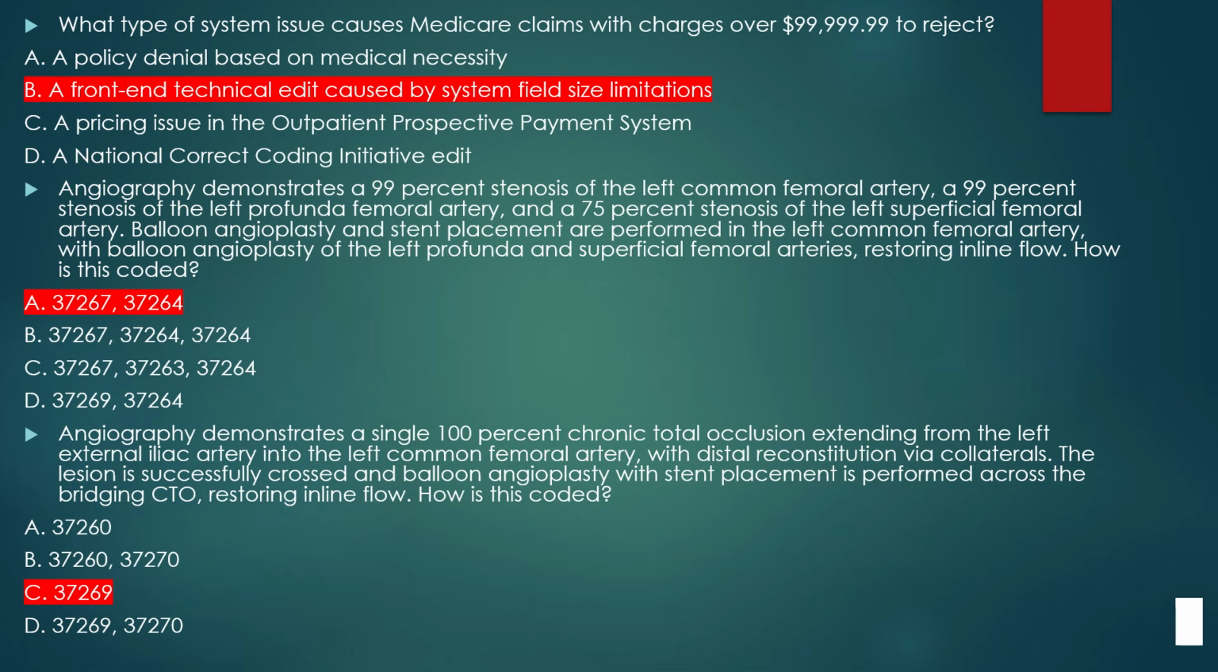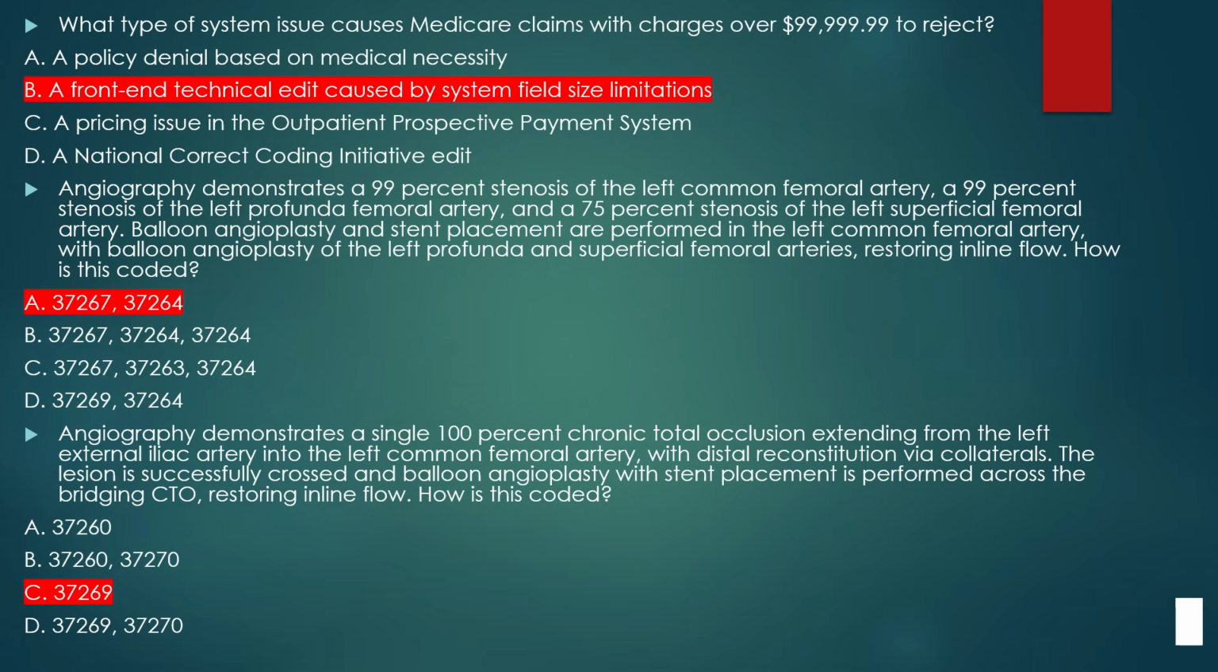Angiography demonstrates a single 100% chronic total occlusion extending from the left external iliac artery into the left common femoral artery, with distal reconstitution via collaterals. The lesion is successfully crossed and balloon angioplasty with stent placement is performed across the bridging CTO, restoring inline flow.